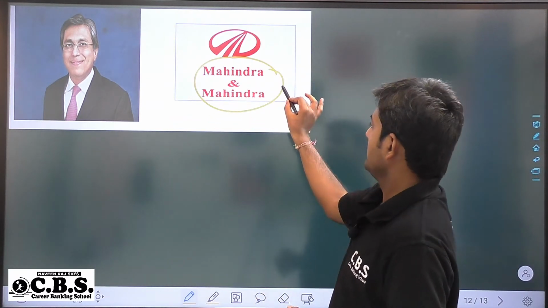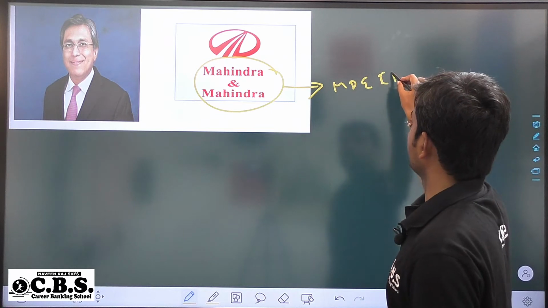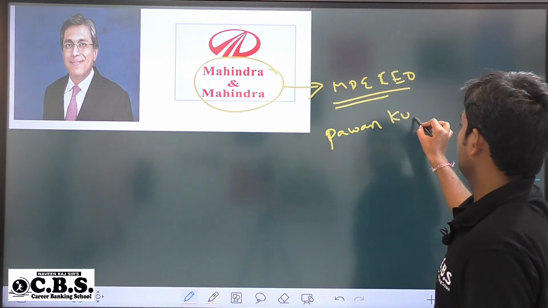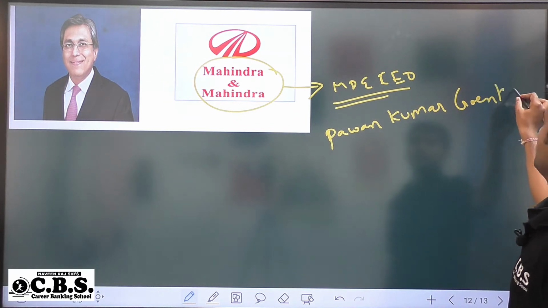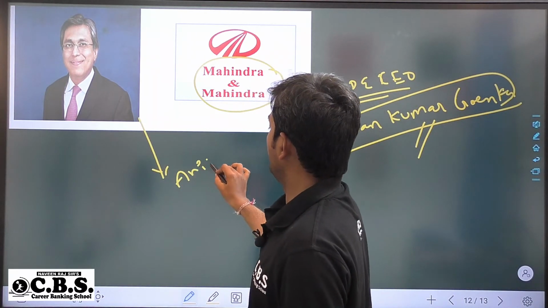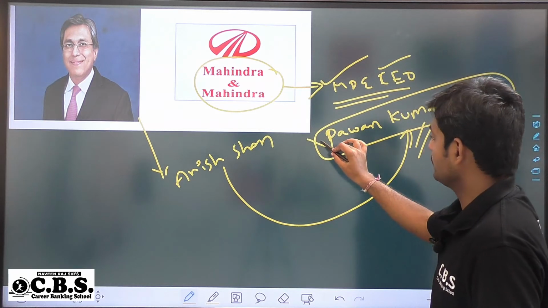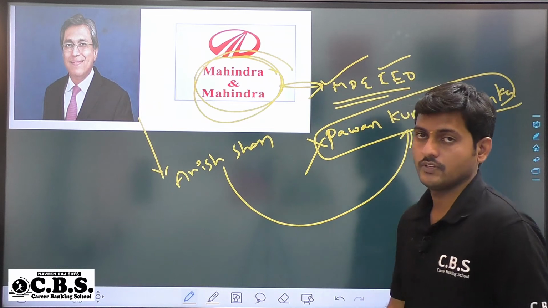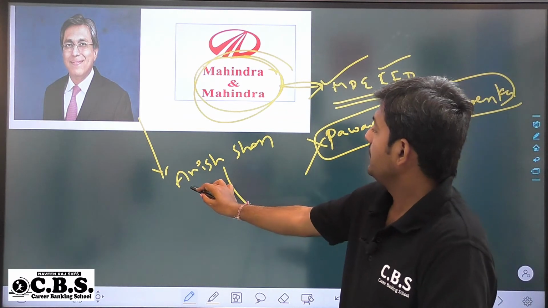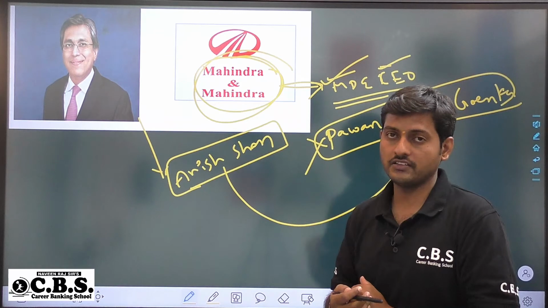Mahindra company. Till now, the Managing Director and Chief Executive Officer of this company has been Pawan Kumar Goenka, and in his place Anish Shah has been appointed as the new Managing Director and Chief Executive Officer of Mahindra and Mahindra. This comes under appointments. We can expect questions from appointments as well. So, Anish Shah is the new Managing Director and CEO of which company? Could be a question, that is Mahindra and Mahindra.